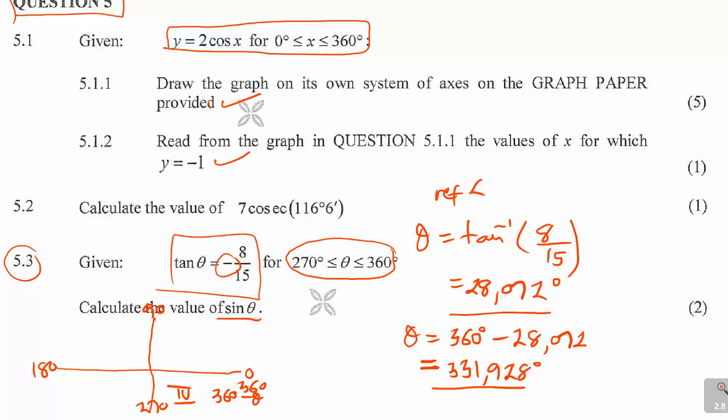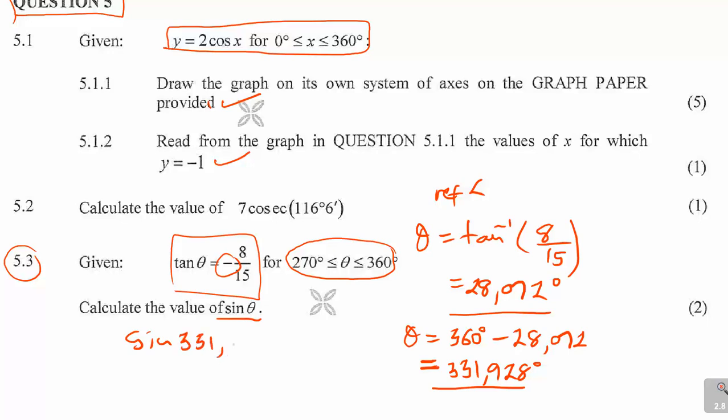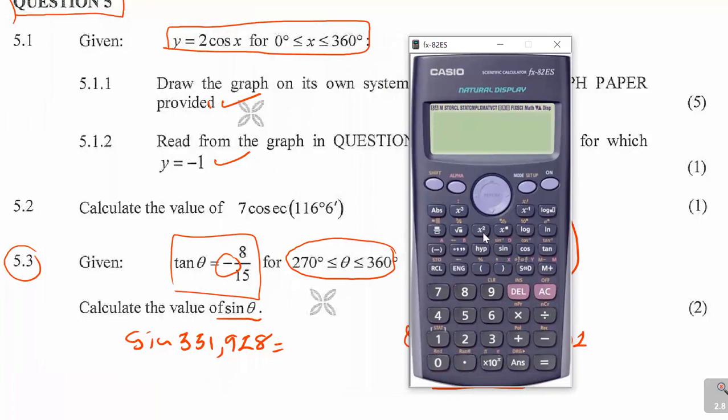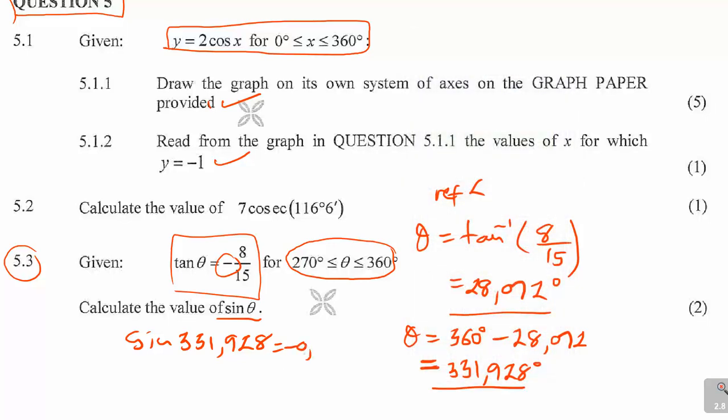So if they're saying find sine theta there, that's what they wanted you to say, sine 331.928, and then you simplify that, it was going to give you sine 331.928 equal to minus 0.471, minus 0.471 to 3 decimal places. You can use also a different approach, but I was just trying to show you how quick this would have been.